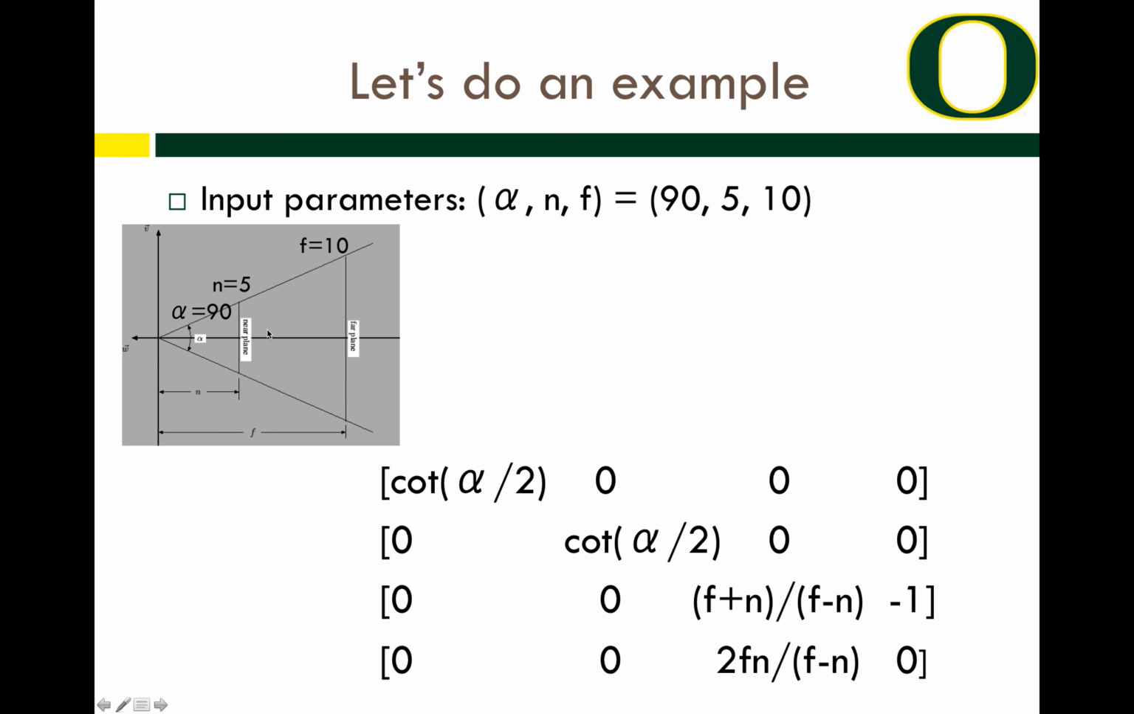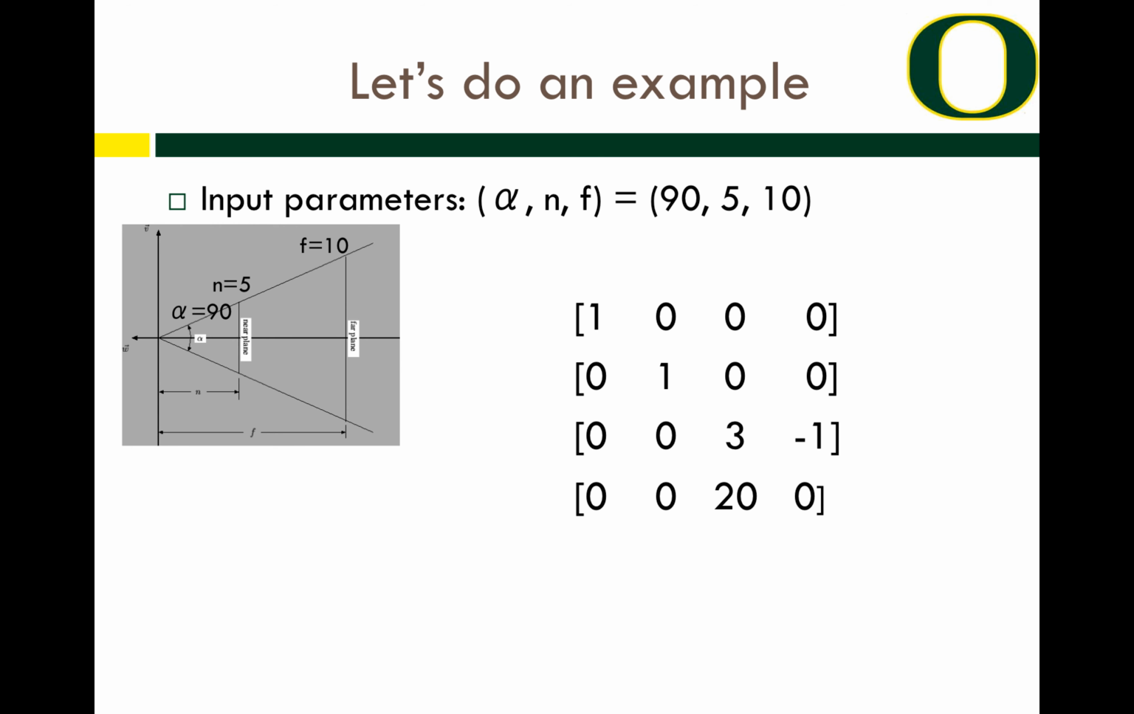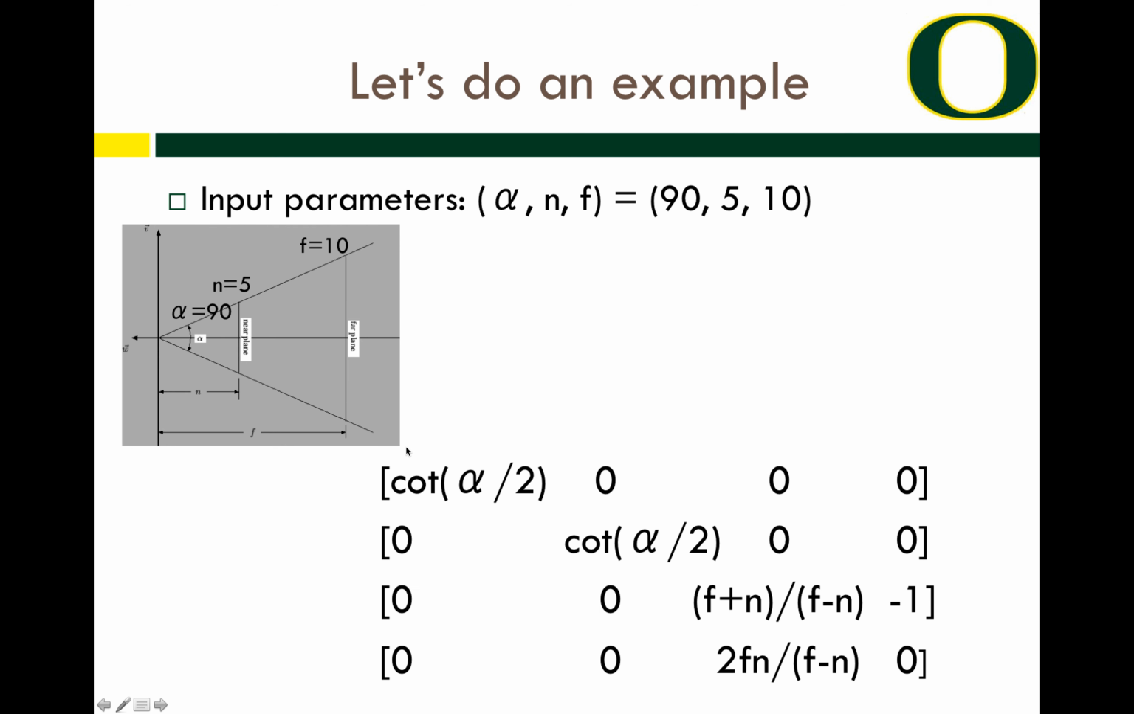Are these really 5 and 10 units away? I don't know. The far looks to me like it's more than twice as far away as the near, but again, just assume that these numbers are correct, and the graph is just shifted a little bit. So if we do this example, then we get this matrix right here. The cotangent of alpha, cotangent of 45 degrees, is 1. And then f plus n is 15, divided by f minus n, which is 5, so that looks like a 3.